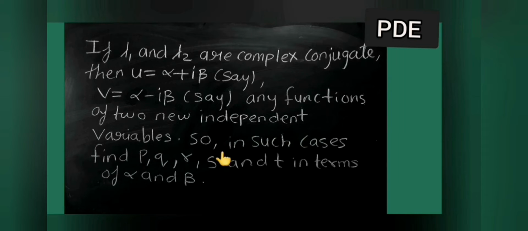So in such cases, find p, q, r, s and t in terms of alpha and beta. If your lambda 1 and lambda 2 are complex, suppose these values of lambda 1 and lambda 2 are complex conjugates, then you have to find this p, q, r, s in terms of alpha and beta only. Okay, next let us see.